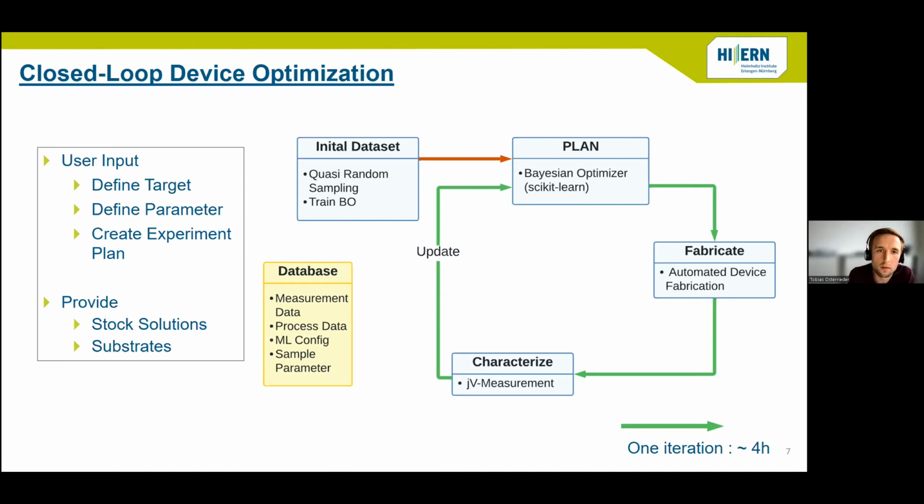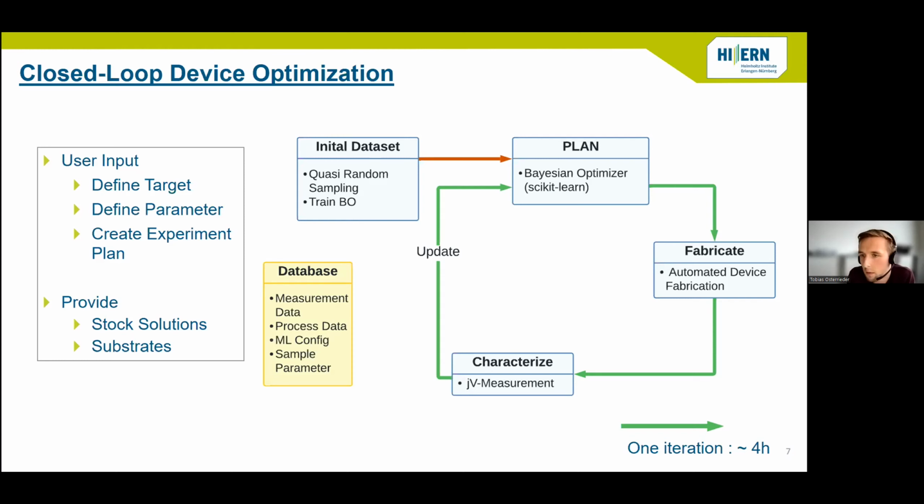We normally use some quasi-random sampling method so we know a little bit better about our parameter space. And then we feed this initial data set, so it's a solar cell where we measure the efficiency, for example, to a Bayesian optimizer. In our case, we use the scikit-learn implementation, which is a well-known Python machine learning package. And then the optimizer will give us some new cells we should produce.